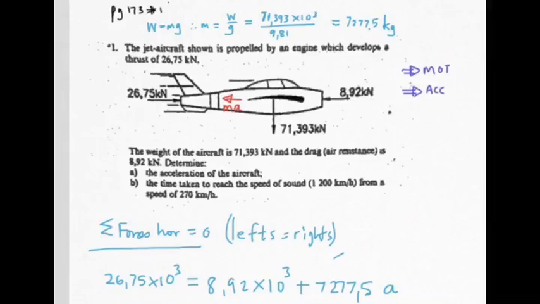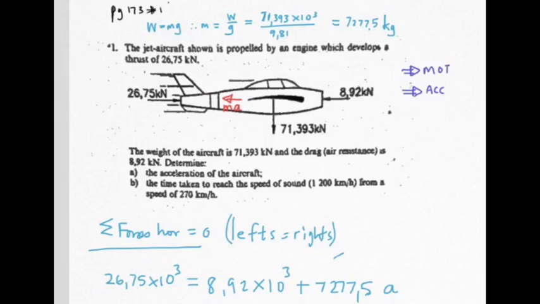Let's start with this jet plane on page 173, number 1, where we have a thrust of 26.75 kilonewtons, pushing the jet plane from left to right, and only 8.92 kilonewtons resisting. So it stands to reason there's imbalance, and that acceleration is going to occur in the direction of motion. In other words, this aircraft is going to be going more and more quickly as time goes on. In other words, it's accelerating. Okay, they tell us the weight of the aeroplane, and they tell us that the air resistance is 8.92 kilonewtons. That's already in the equation there.